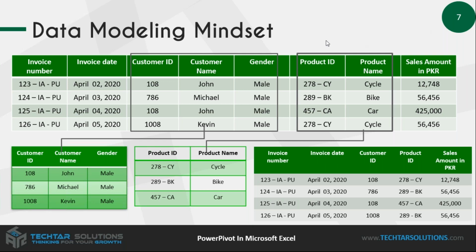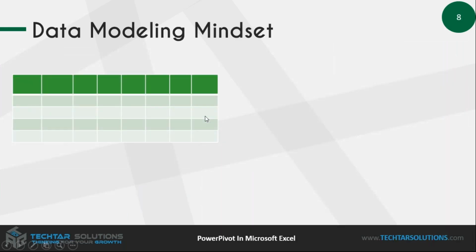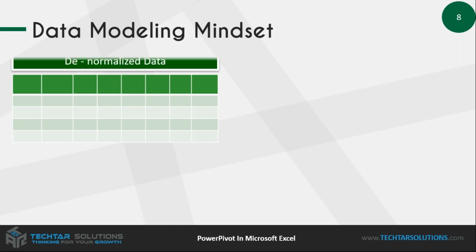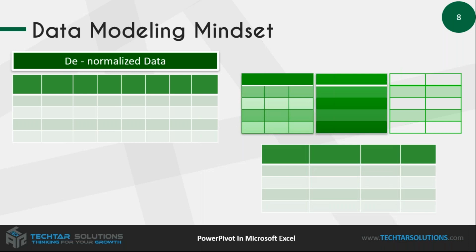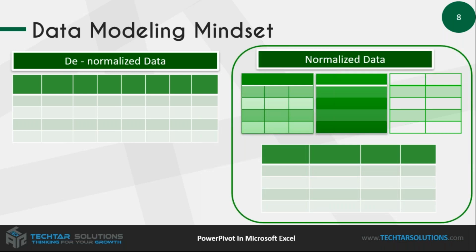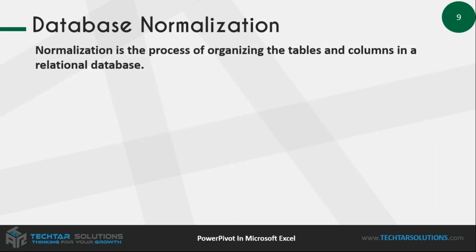So in our first example, where we were recording all the information in a single table, this type of table is known as a fact table, and this type of data set is known as denormalized data. Whereas in another example, we have created separate tables, separate business entity tables connected with the data table. This type of data modeling is known as normalized data, right? So what is data normalization? Data normalization is a process of organizing tables and columns in a relational database, right?